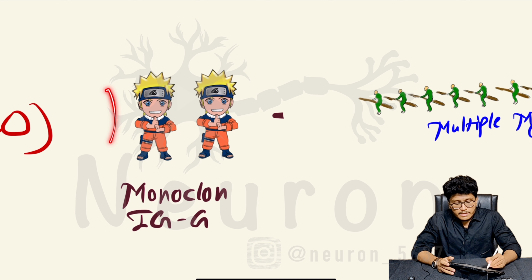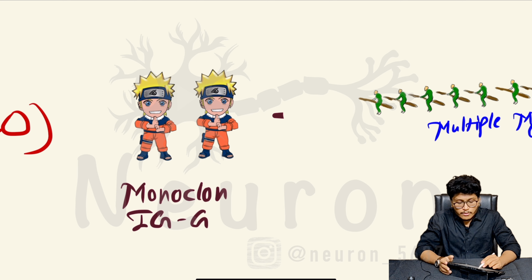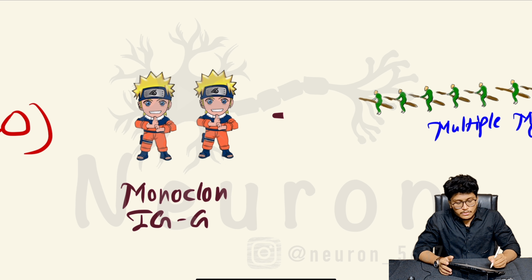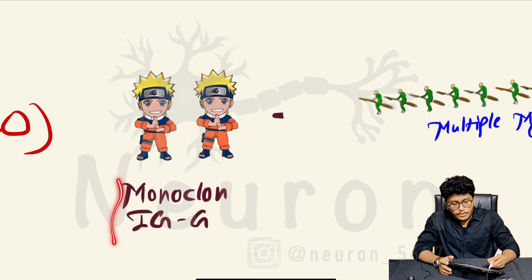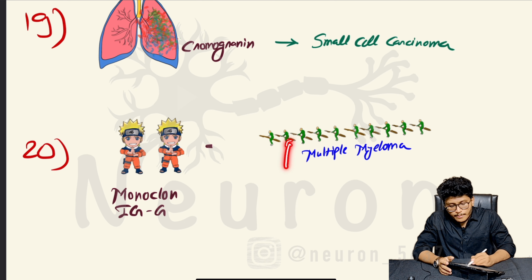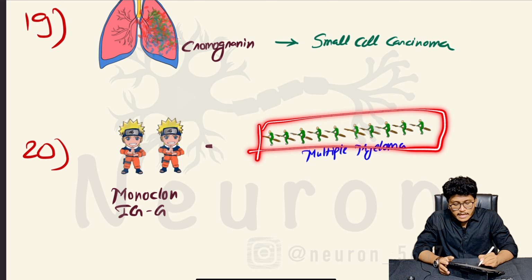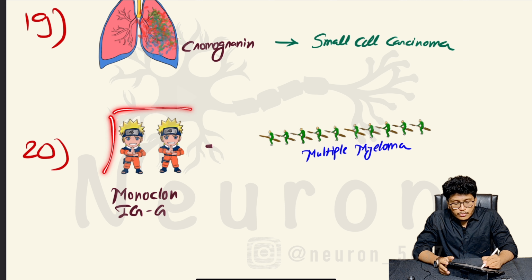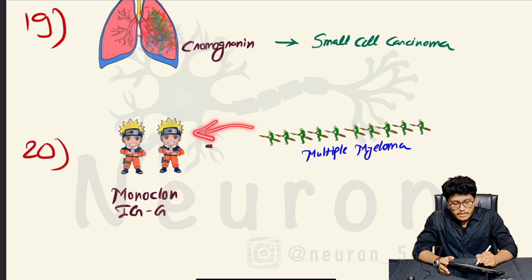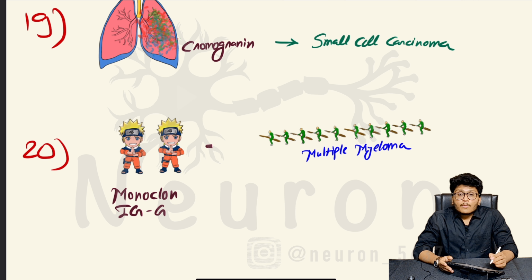As you can see, this is Naruto. He has only one clone of his. So monoclone, and Naruto is a goat. Okay. So IgG, monoclonal immunoglobulin G, is a tumor marker for multiple myeloma. So this is a standoff between Malfoy's people, Harry Potter, and Naruto. So these are Malfoy's people attacking Naruto. So in multiple myeloma, the tumor marker can be monoclonal immunoglobulin G.